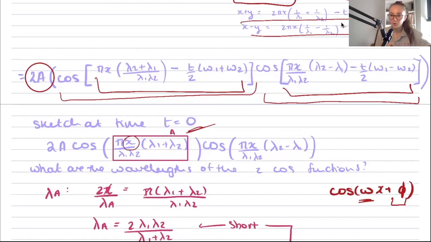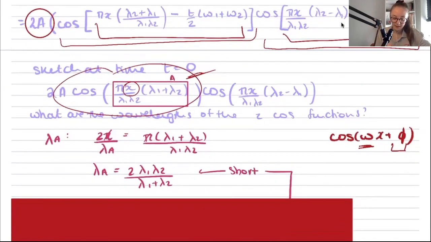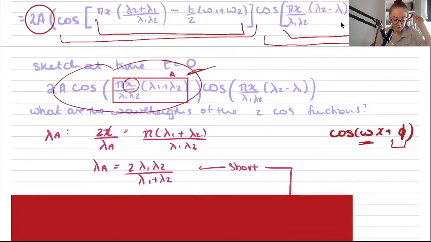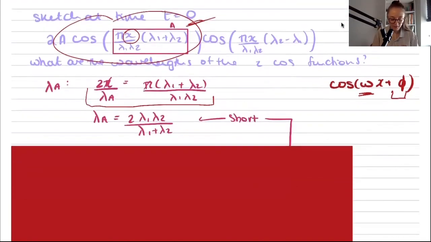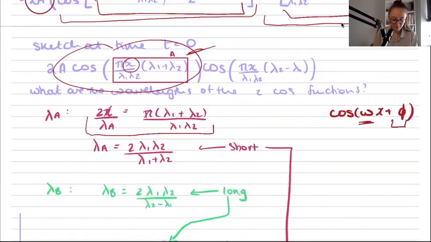the coefficient of x here, which for this first side is pi (lambda 1 plus lambda 2) divided by lambda 1 lambda 2. So down here I've said omega is equal to that, but we can also remember that omega is equal to 2 pi over lambda. And then that can give us an expression for the wavelength. And then we can do the same thing for the other cos function.